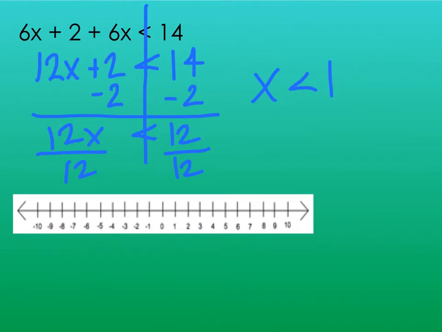To graph this, I would go to 1 on my number line. Again, my symbol is not inclusive, so there's no equal sign, which means it's an open circle. And then I see I want everything less than 1, so I'll shade to the left, and that would be my solution.